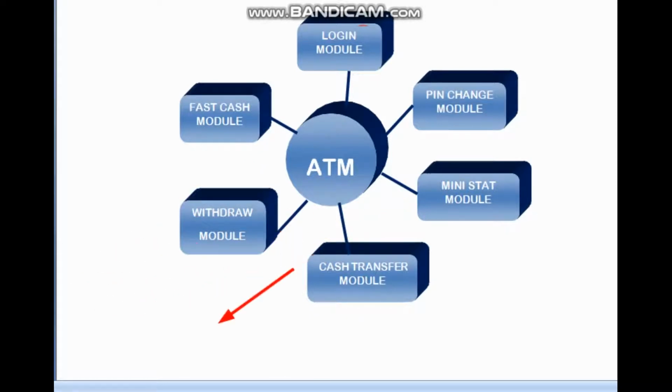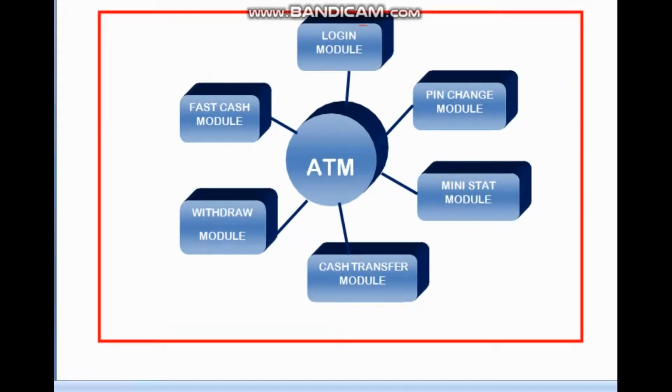So when it comes to software development, what happens is that we will first develop individual modules. That is, we first develop the login module. Login module will have its own set of functionalities. It will have its own set of processes. So login module is also called an individual login unit. It will have its own credentials, its own set of functions, and its own processes. So after login, the fast cash module may be developed.